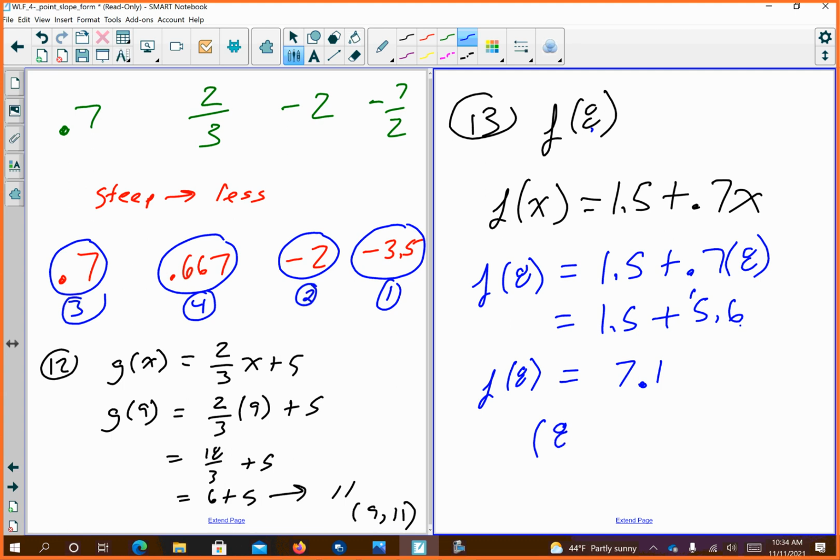Not a good one to plot if we wanted to put a dot on a graph, because 7.1 is kind of above 7, but when we have a little tiny graph, it's kind of goofy. So my friends, that's how that homework works. Seem okay? Questions for me?